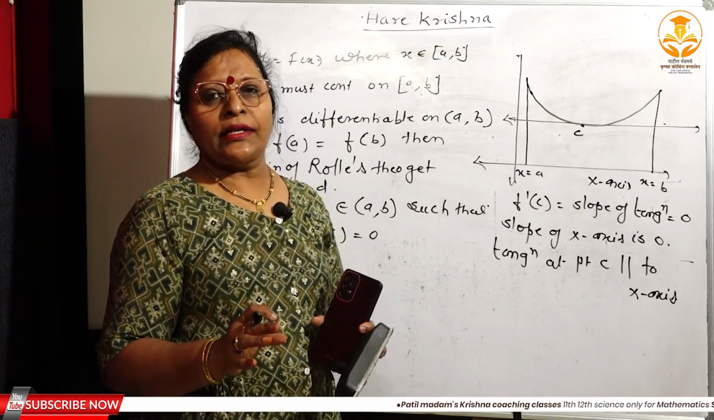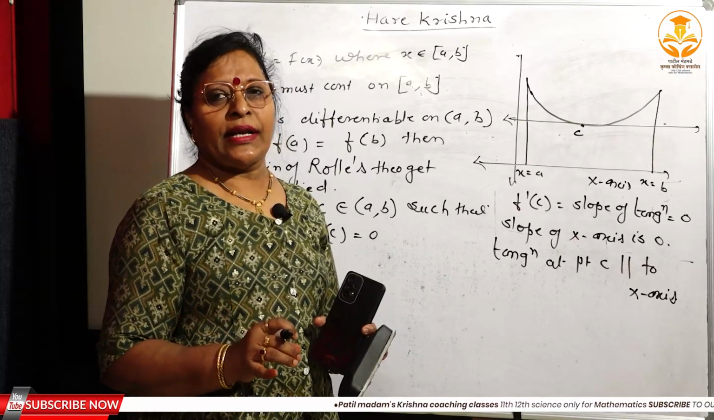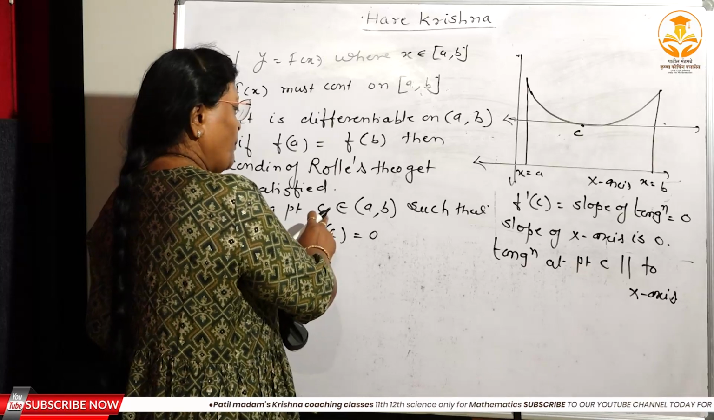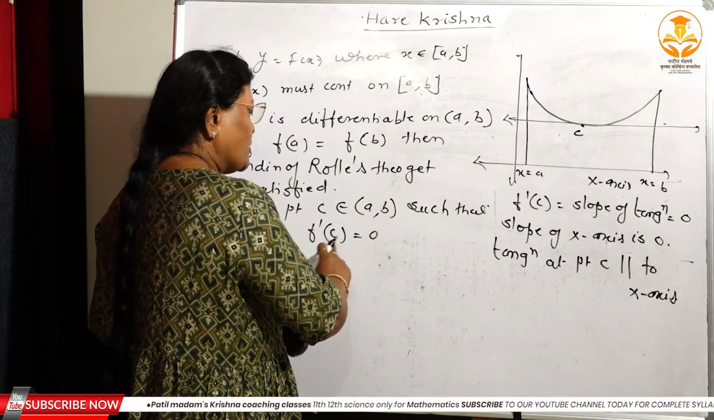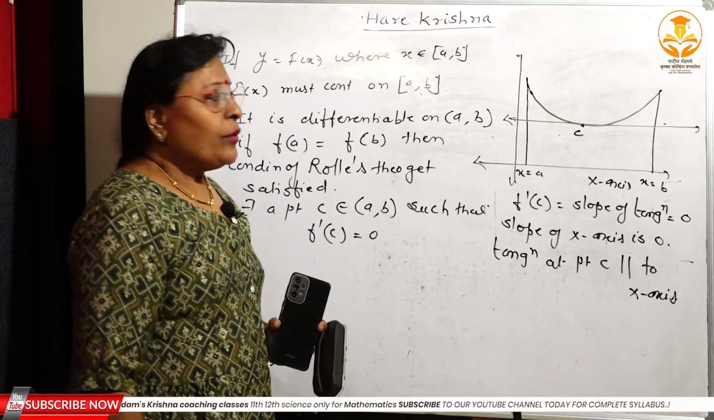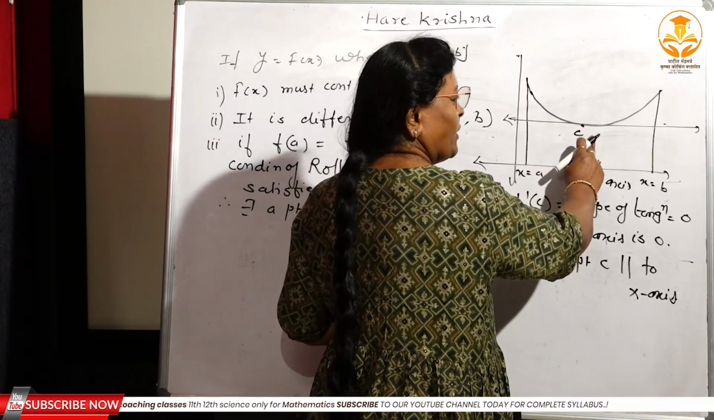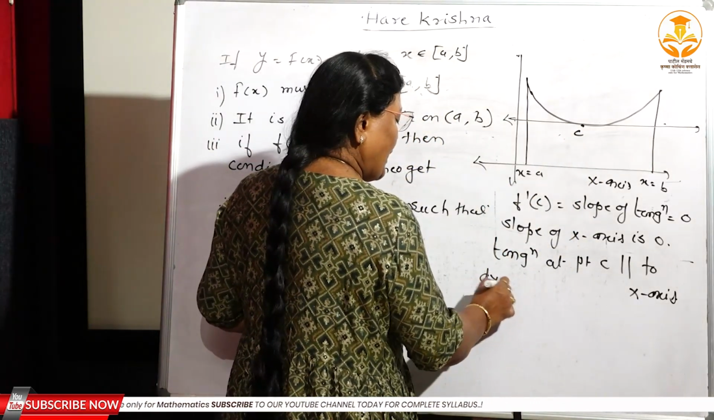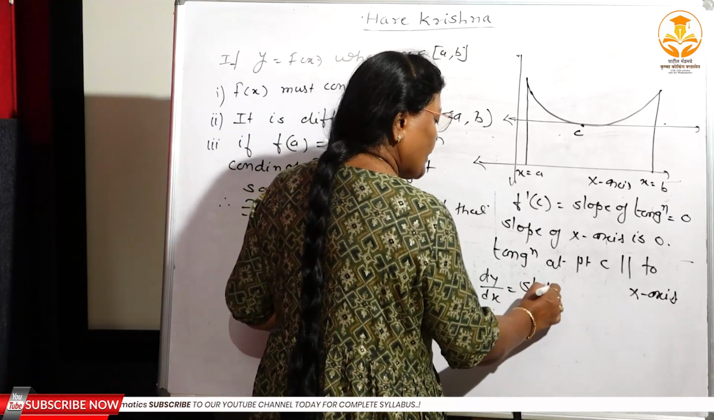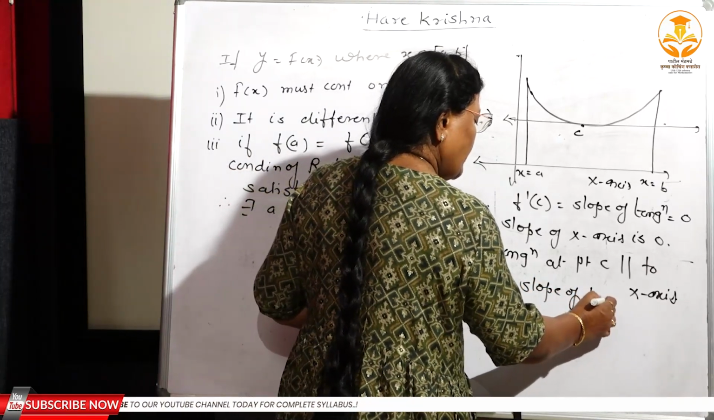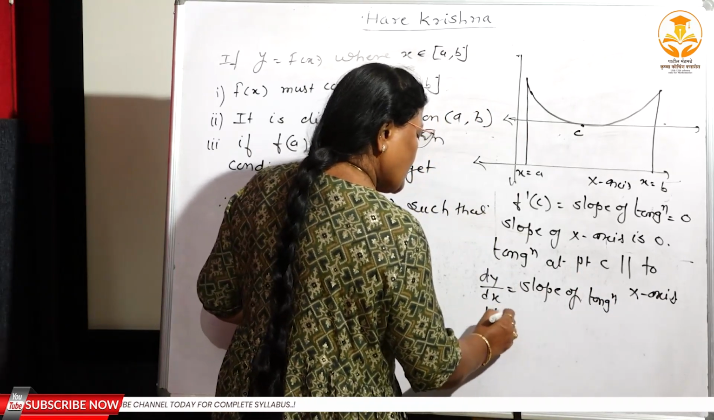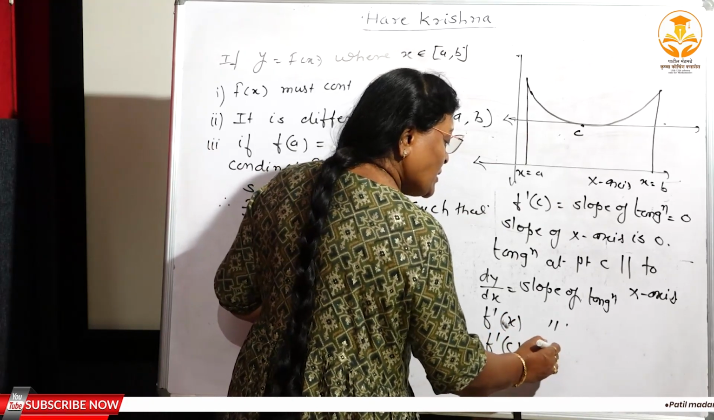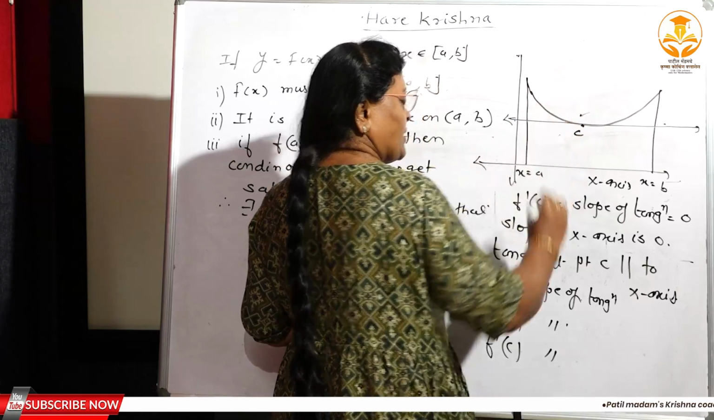If the three conditions get satisfied, then the condition of Rolle's theorem gets satisfied, and once the condition of Rolle's theorem gets satisfied, then there exists a point c belonging to the open interval (a, b) such that f'(c) is equal to 0. Now if you try to draw the tangent at the point c, the slope f'(c) is nothing but the slope of the tangent, because dy/dx is the slope of the tangent. Again, f'(x) is the slope of a tangent. Therefore f'(c) is also the slope of the tangent at the point c, isn't it?